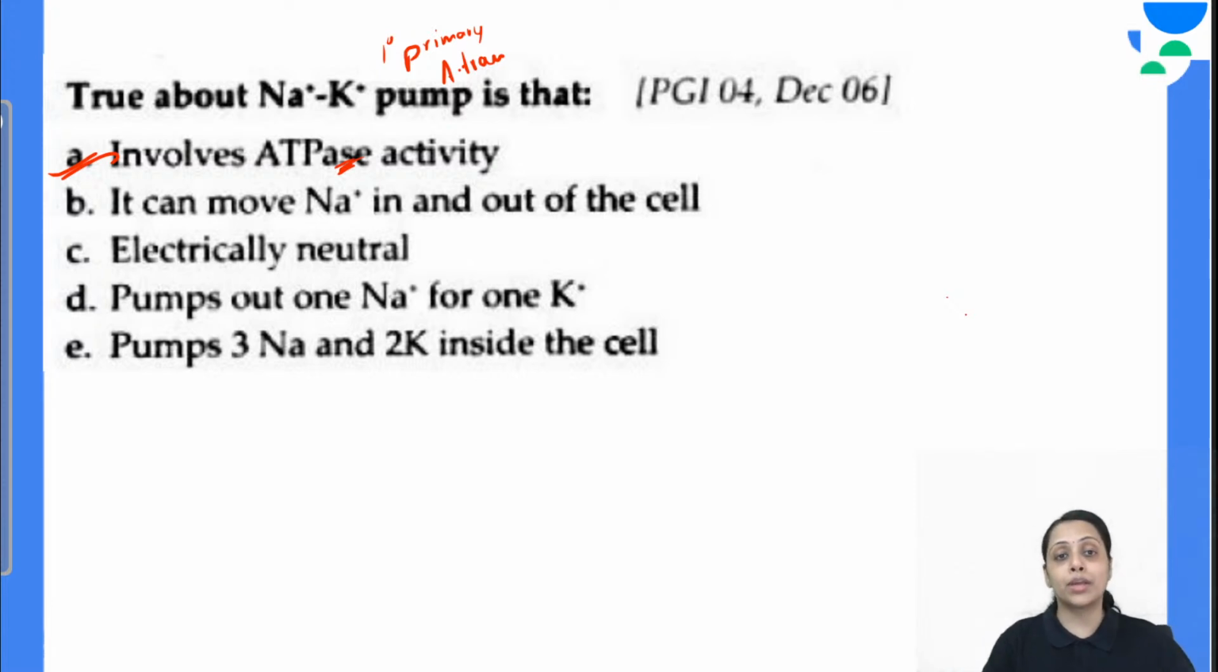It doesn't move sodium in and out of the cell equally. It is moving 3 sodium outside and 2 potassium inside, so that's why it is not electrically neutral. So all these other options are wrong. The answer is only and only A.